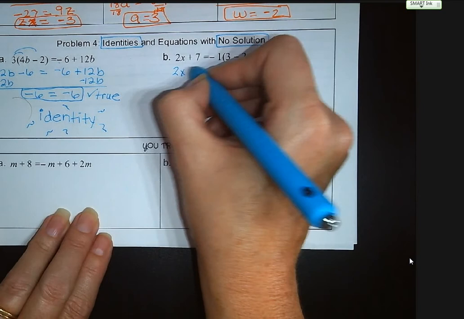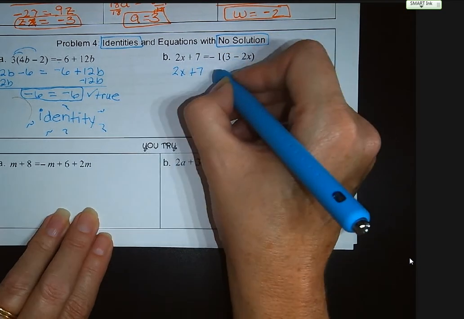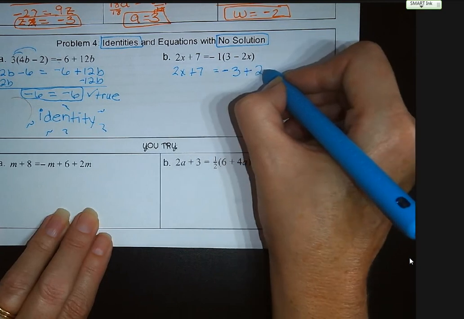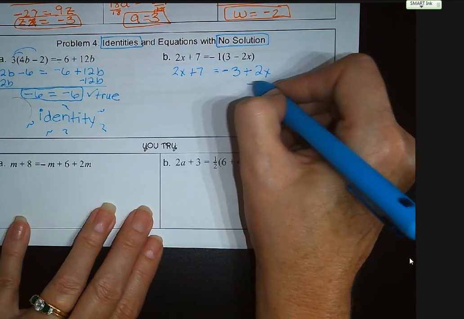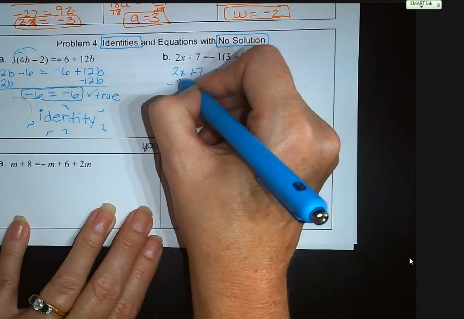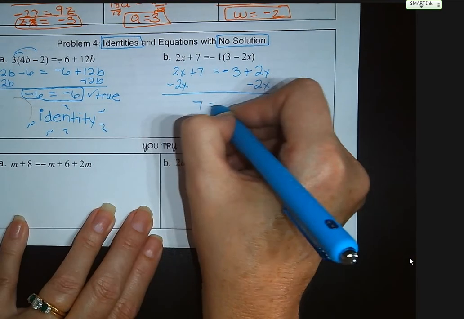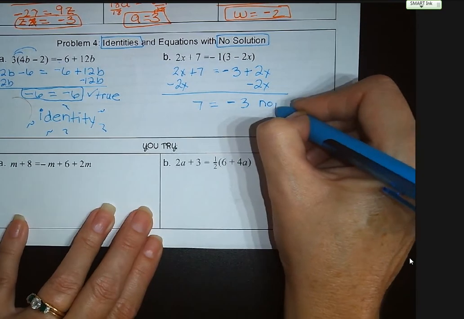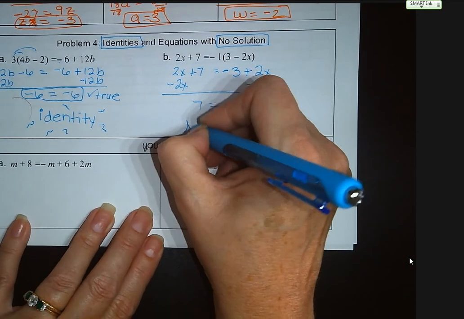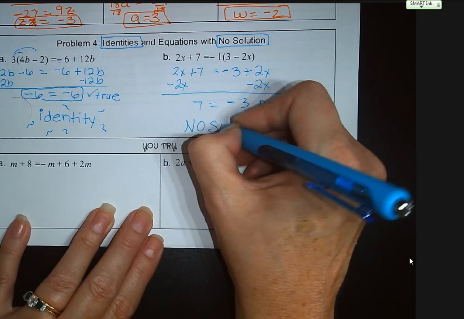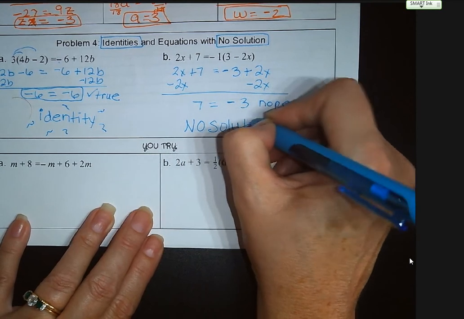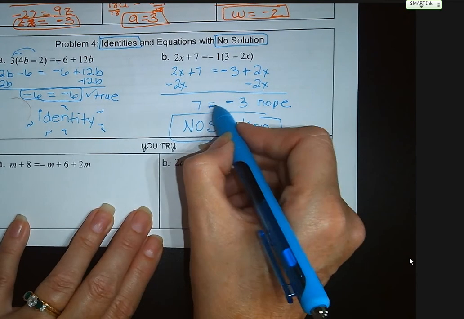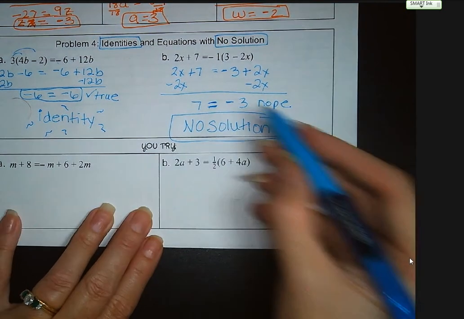All right, letter B, we have 2x plus 7 is equal to negative 3 plus 2x. We subtract 2x from both sides. We have 7 is equal to negative 3. That is not true. So therefore, it is no solution. It is only no solution when you get down to a constant is equal to a different constant.